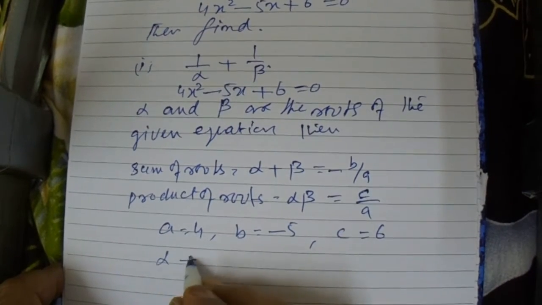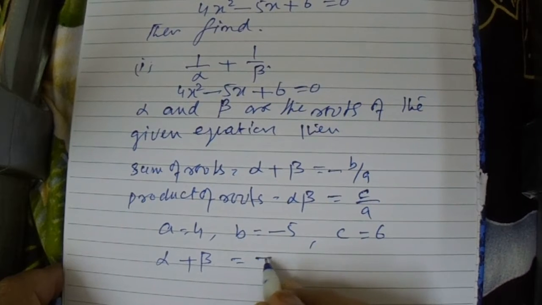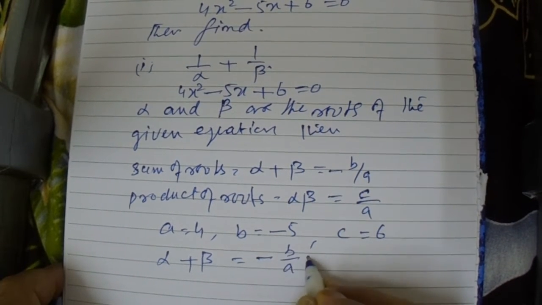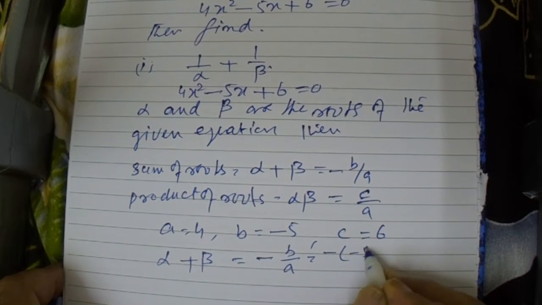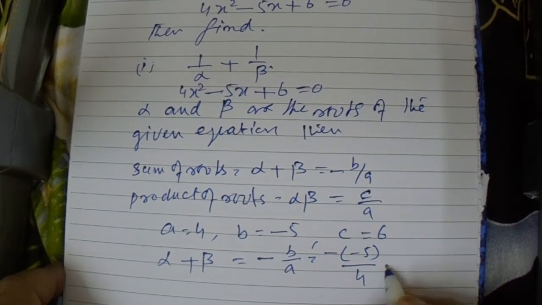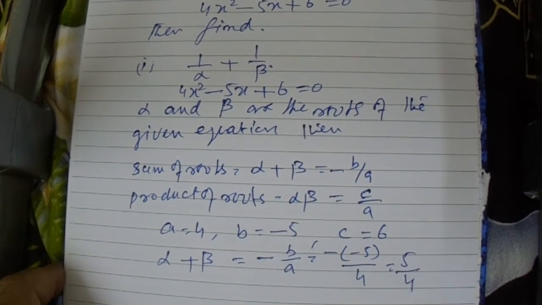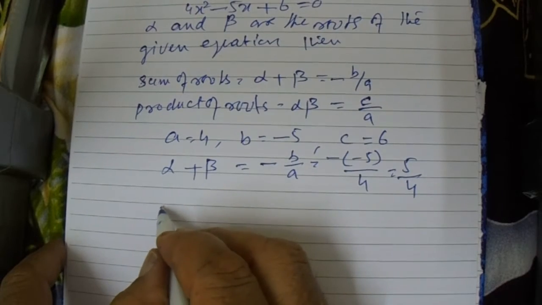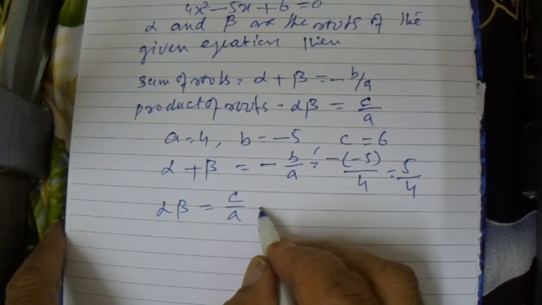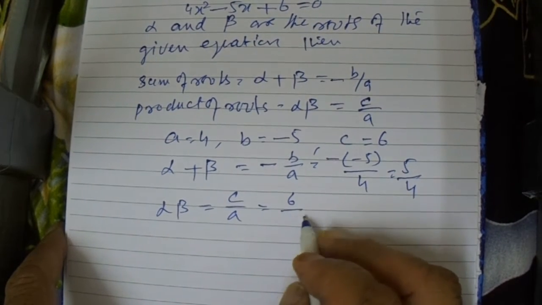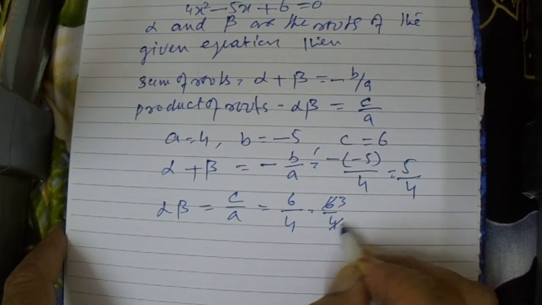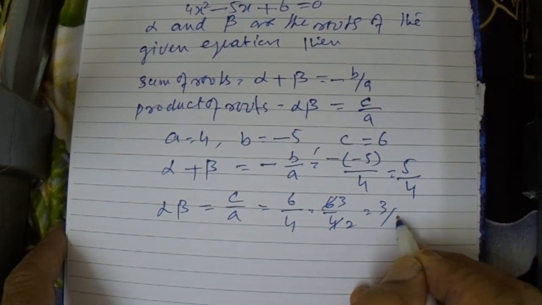Now alpha plus beta is equal to minus b over a, minus into minus 5 over a, which is 4, so it is 5 over 4. Now again alpha into beta is equal to c over a, and c is 6 and a is 4. Now 6 over 4, 2 threes are 6 and 2 twos are 4, so it is 3 over 2.